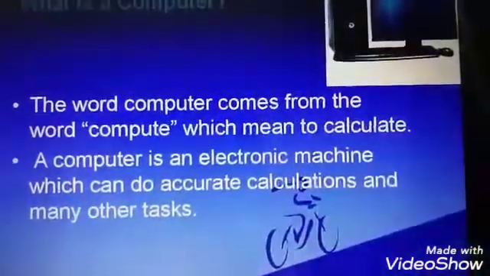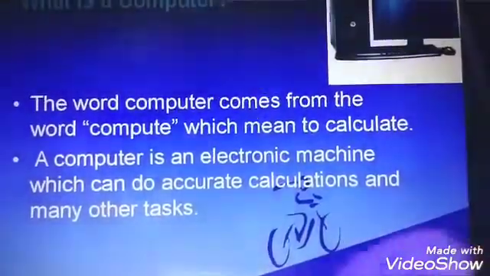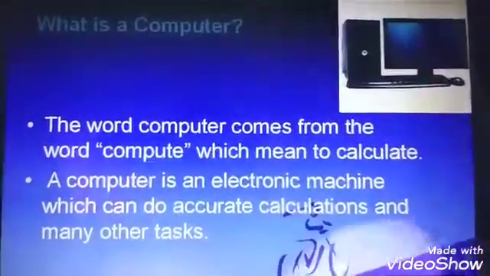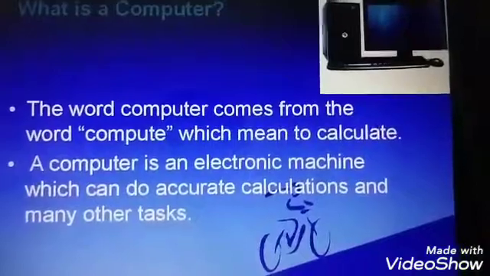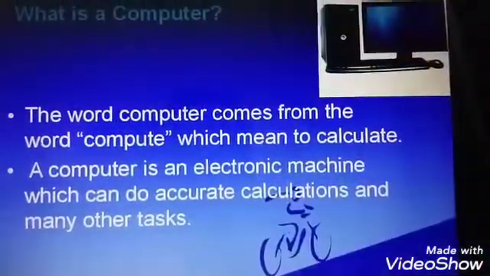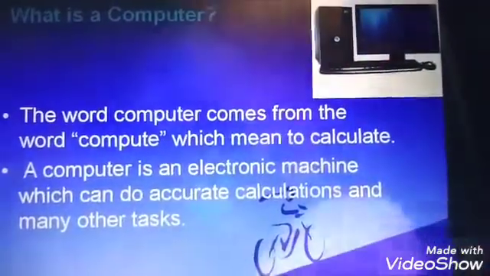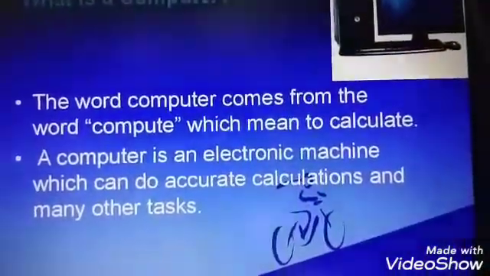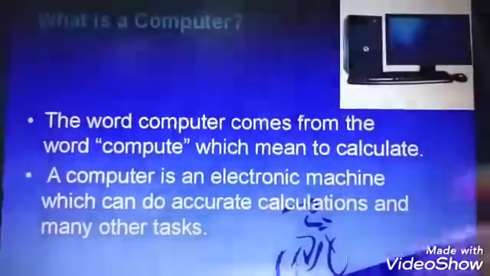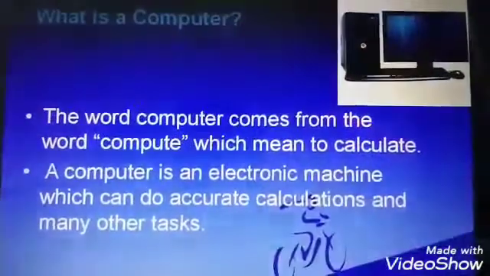Yes, computers are very powerful electronic machines. Computers are used in every field of life. Computers make our life very easy. A computer can do lots of things and lots of calculations within a second without error and without mistakes. So computers make our life very easy and are very important for us.